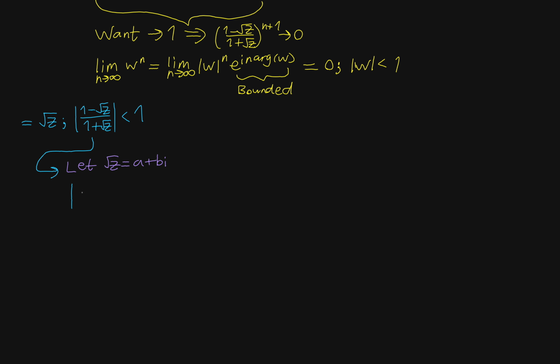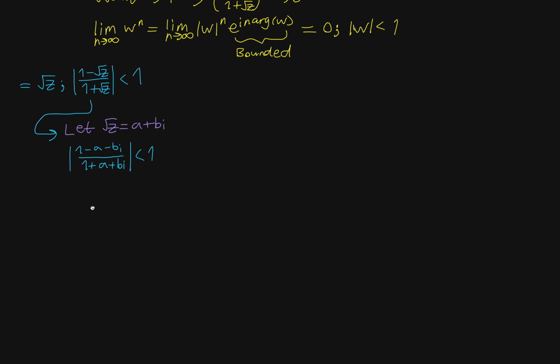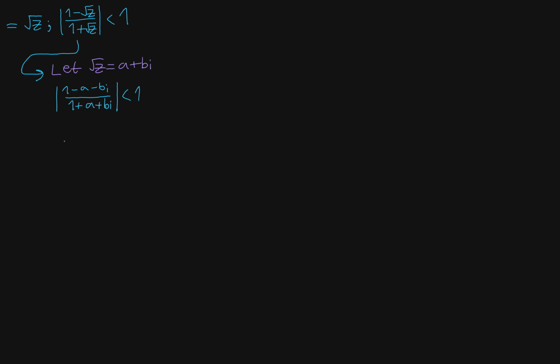So we're going to get |1 minus a minus bi over 1 plus a plus bi|. Absolute value, this has to be less than 1, and then using the definition of modulus, basically the distance from the origin, is just going to be the square root of ((1 minus a) squared plus b squared) all over ((1 plus a) squared plus b squared). And this has to be less than 1.